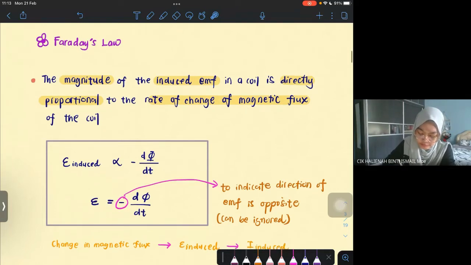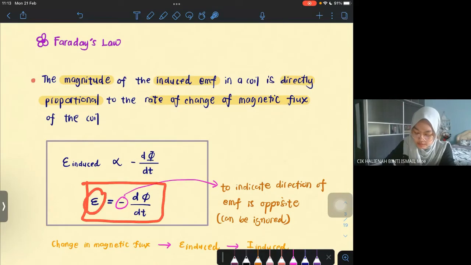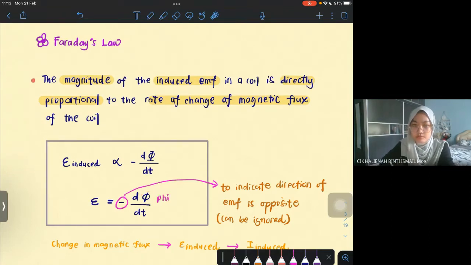So we can write it down as this formula di mana EMF is equal to dΦ over dt. So this one, simbol ni adalah phi, kita panggil dia phi. I think ejaan dia PHI. dΦ over dt. So perubahan magnetic flux in time.